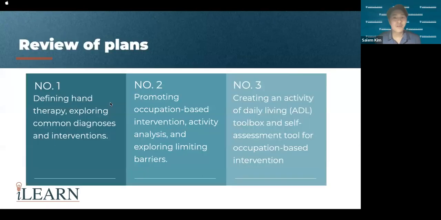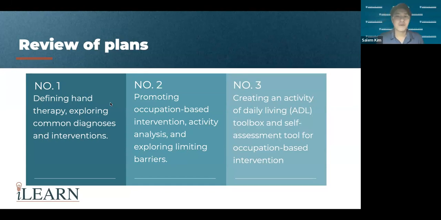So this is the overview of today's presentation. First, we'll briefly cover history of hand therapy and we'll define what hand therapy and what certified hand therapy is. And we'll explore common diagnosis, interventions, and outcome measures that are currently being used in hand therapy field.